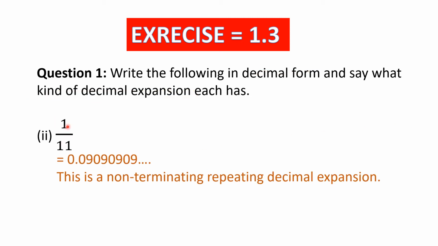1 by 11, we divide it using normal division. Once we divide it, we get 0.09090909, etc. So we can clearly see that 0 and 9 are repeating in a sequence, right? So what do we call this kind of expansion? We call it non-terminating, because it will expand infinitely, right? It will never terminate. So this is a non-terminating repeating decimal expansion, because 0 and 9 are repeating in a sequence, right? The next question.